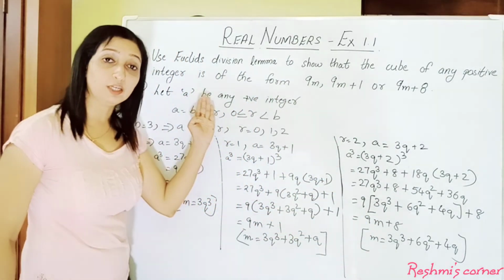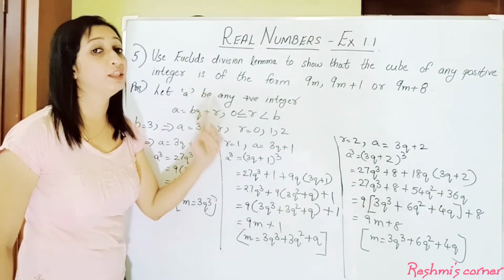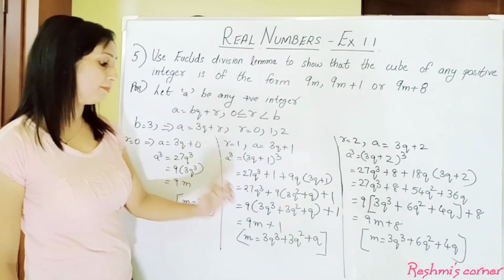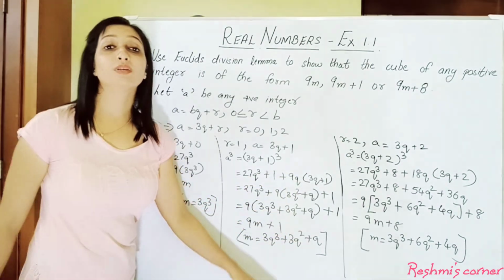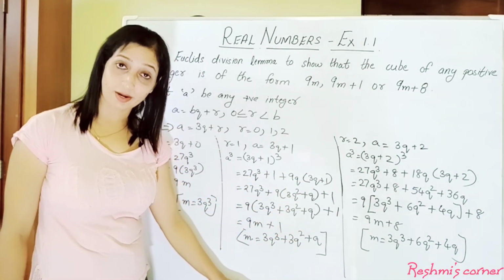When we take any positive integer a, then the cube will be of the form 9m, 9m plus 1 or 9m plus 8. So this was the last question of our exercise 1.1.